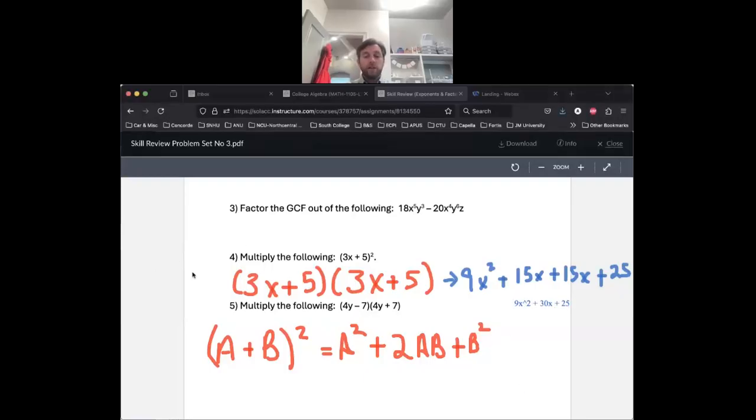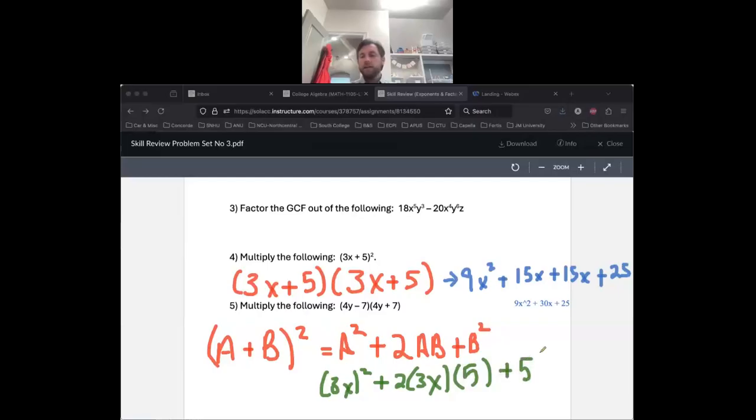Or we could do this: 3x to the second power plus 2 times 3x times 5, and then plus 5 squared. And it gives you the exact same thing, 9x squared plus 30x plus 25. So your choice as to how you want to do it.